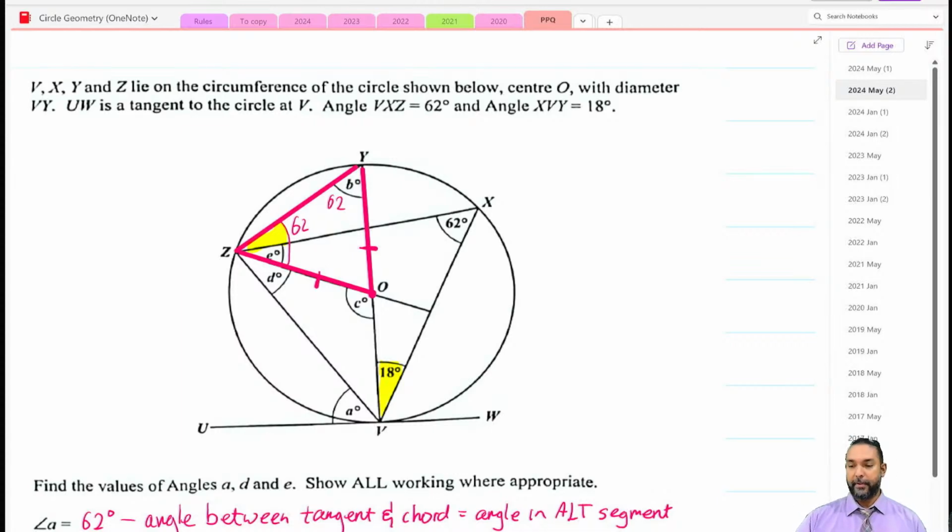All right, okay. So that's 2024 May. It was a slightly above average question, to be honest. But as you can see, if you take your time when you go through it, and you inspect and look and apply your rules, it was doable, right? But of course, you have to watch your time as well.